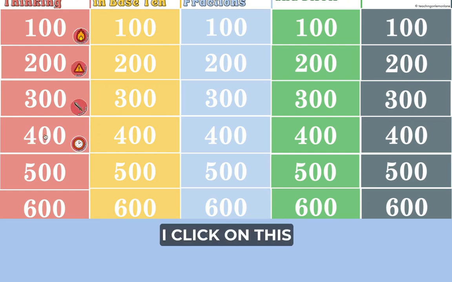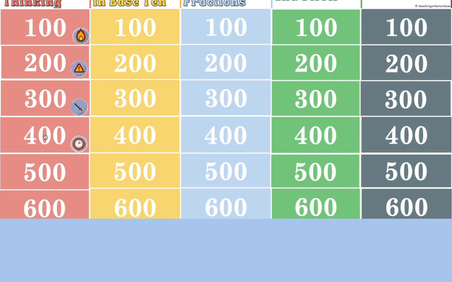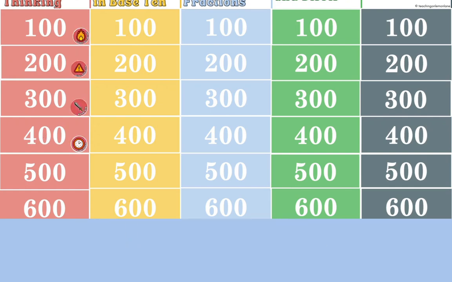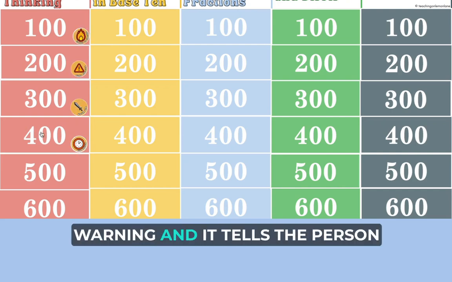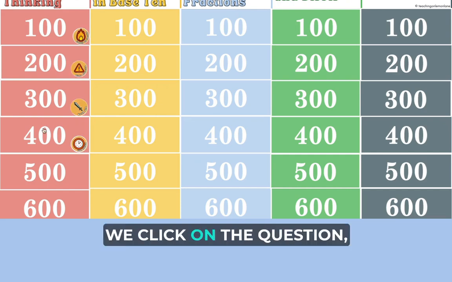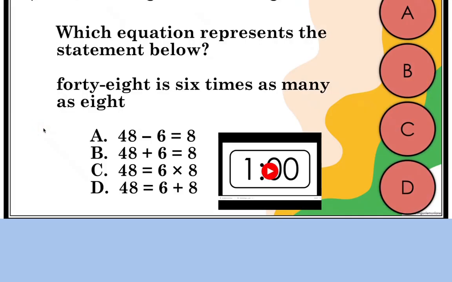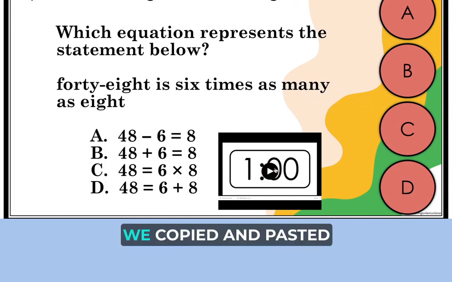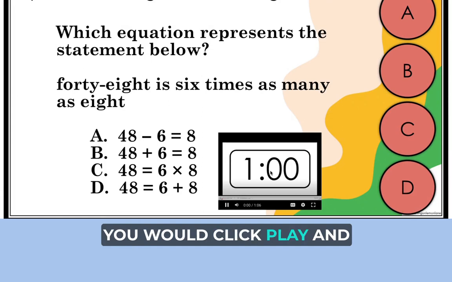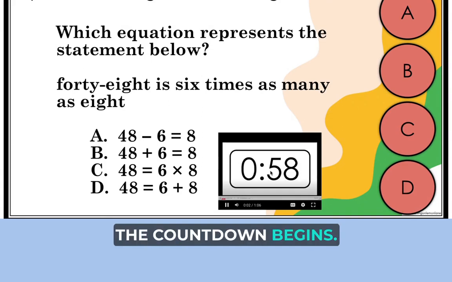So the moment that I click on this square, which will show the question, the moment they see the question, the time pretty much starts, right? So this gives them that little warning, and it tells the person if they're picking it that could happen. So the team is ready, they pick it, we click on the question, and it shows us, and here, remember, we've copied and pasted this video in here. So as soon as you're in here, you would click play, and the countdown begins.